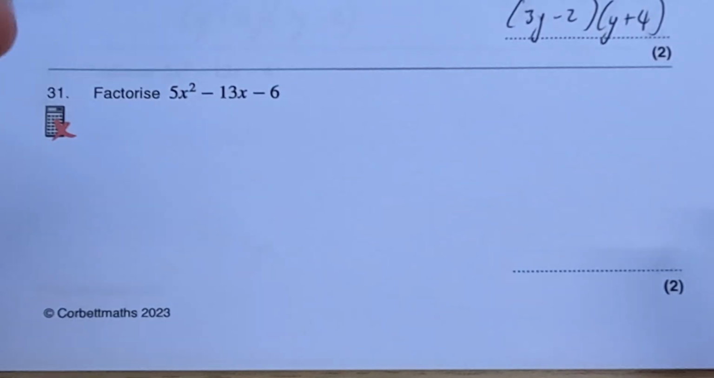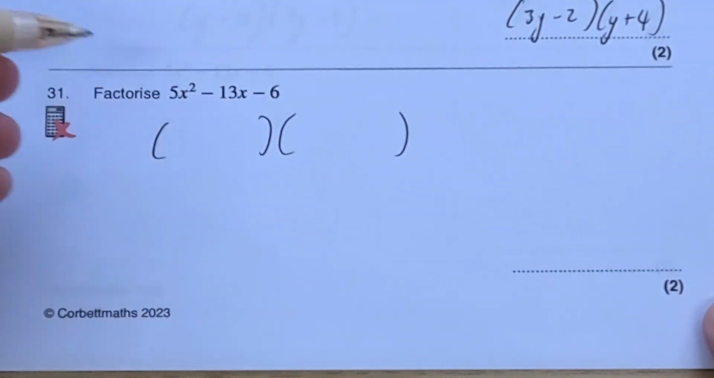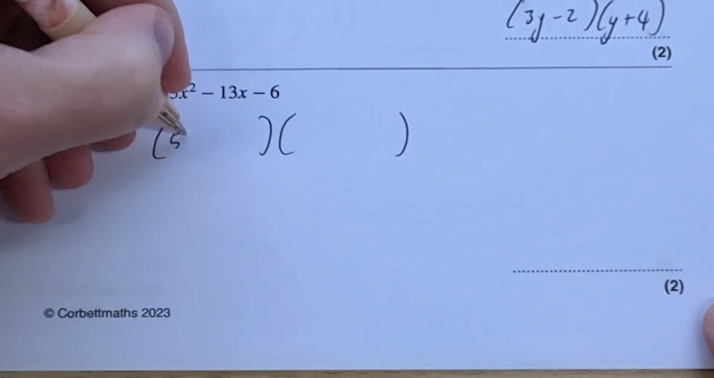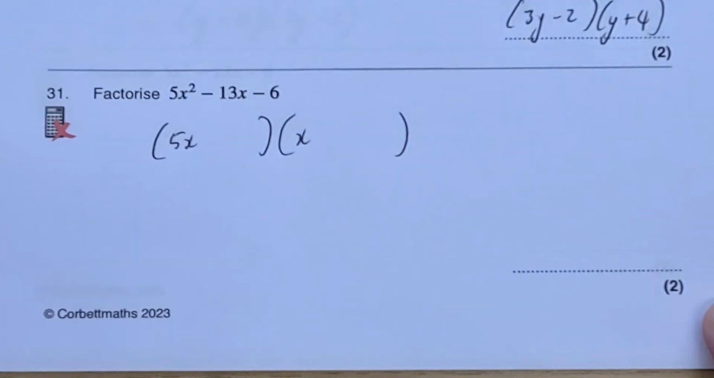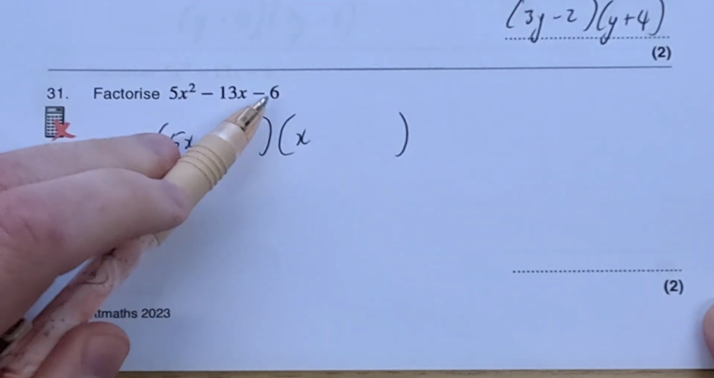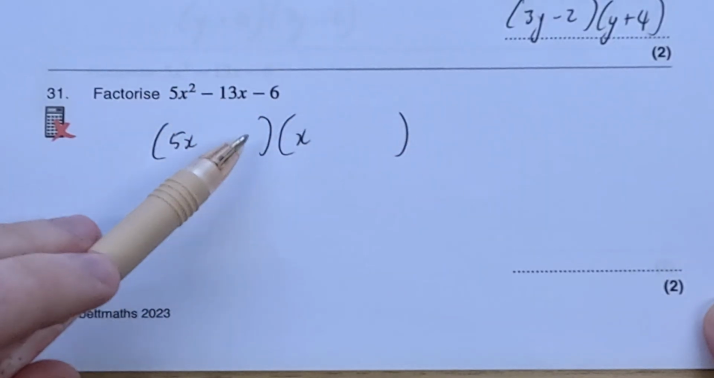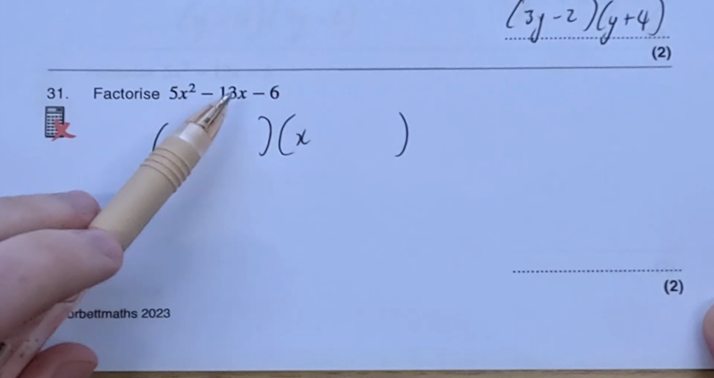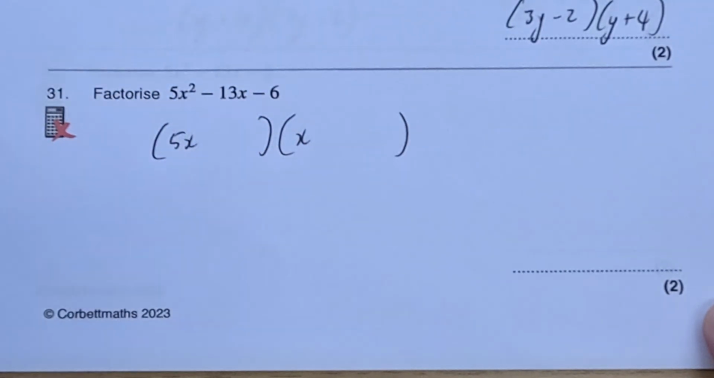So if I was to factorize this, the first thing I would do is put my brackets down. It's 5x squared, which is quite nice because it can only be 5x and x. When you've got something like 6x squared, you could have a 6x and an x, or a 3x and a 2x. So something like 5x squared is quite nice. Okay, so we're now looking for two numbers that times together to be minus 6. And when we put them in the brackets, we can expand the brackets and get minus 13x. Okay, so in terms of the minus 6, one's going to be positive and one's going to be negative.